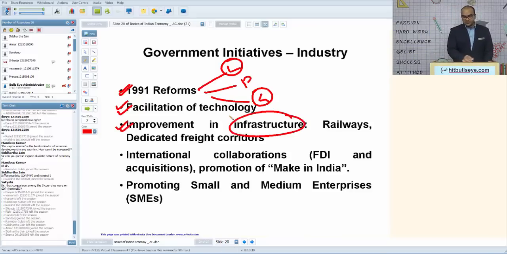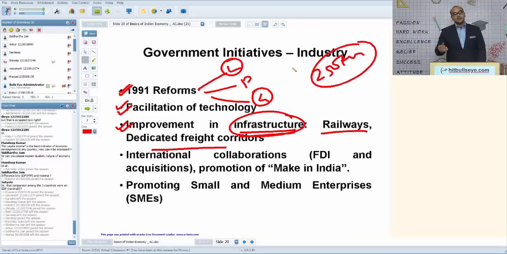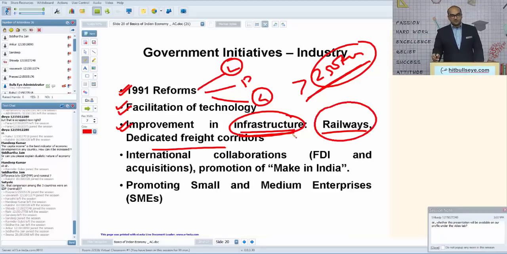So you will keep on finding this word in almost every economy related topic. The government is again improving the infrastructure in terms of railways and dedicated freight corridors. This is very important because there is a thumb rule: if you have to transport or send a product more than 250 kilometers, then railways are more cost effective as compared to roads.